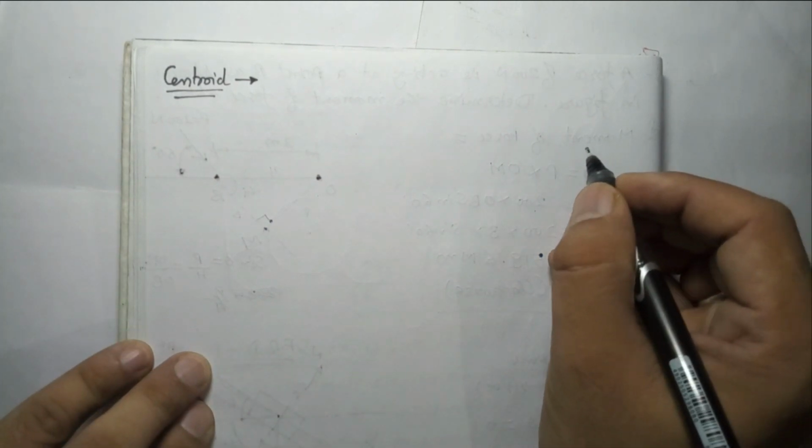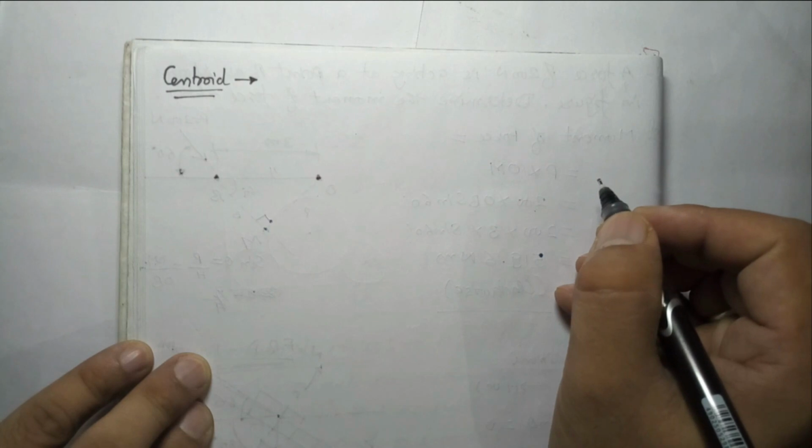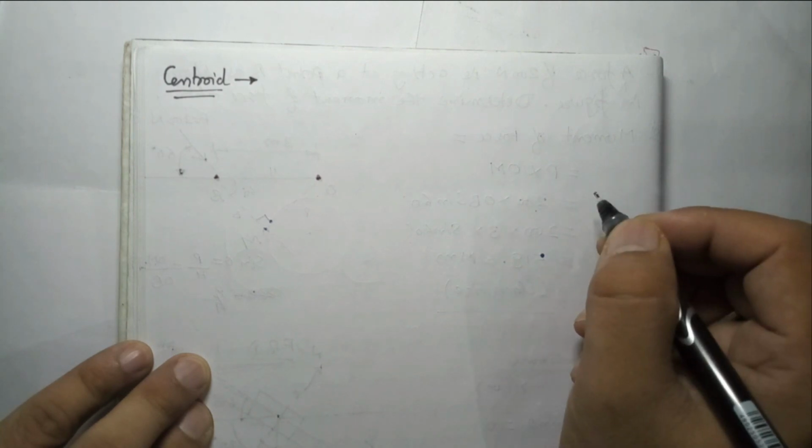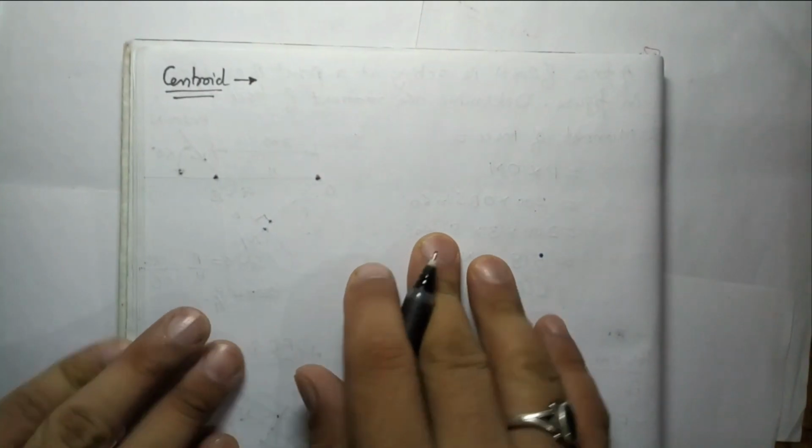Centroid is just a point in a rectangle, triangle, polygon, circle, or even a line, which has only length, area and volume but no mass or weight. The point where the entire mass, length, area or volume is assumed to be concentrated is called the centroid. Now what is the meaning of this centroid?